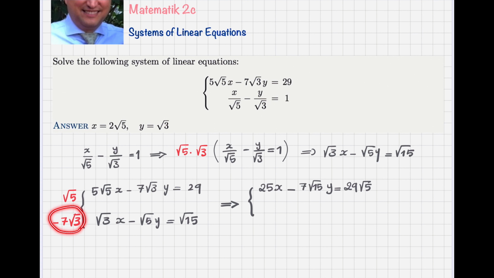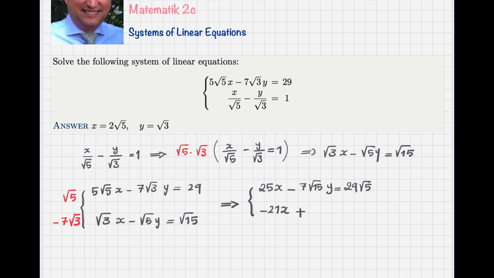I multiply this number by this number. Minus 7 square root of 3 times the square root of 3. This becomes a square root of 9, which is 3, but 3 times minus 7 is minus 21. The first thing is that this minus sign, with this minus sign, now becomes a positive number.